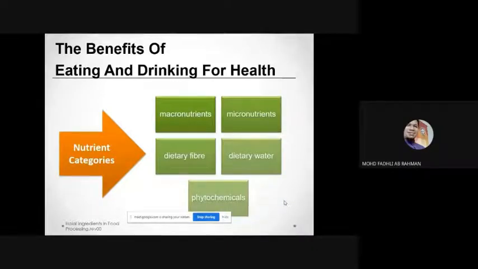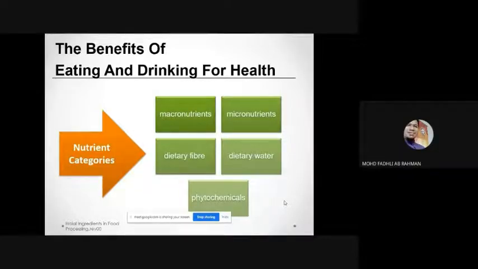So the first nutrient category is macronutrients. Macro means that it comes in a bigger size. For example, macronutrients include carbohydrates, proteins, and then fat and oil. And then we have micronutrients. Micro means that it is a small amount. For example, vitamins and minerals. So we need micronutrients.